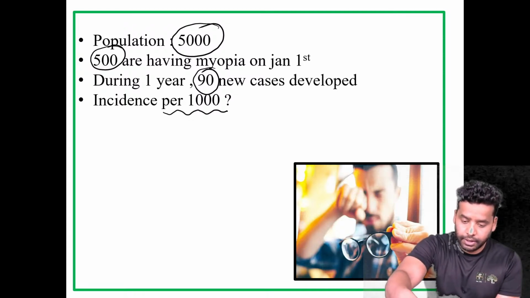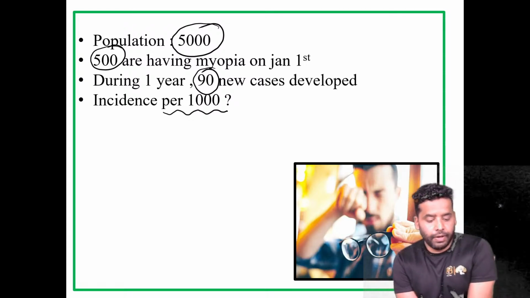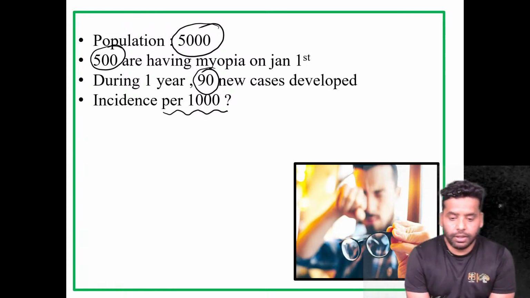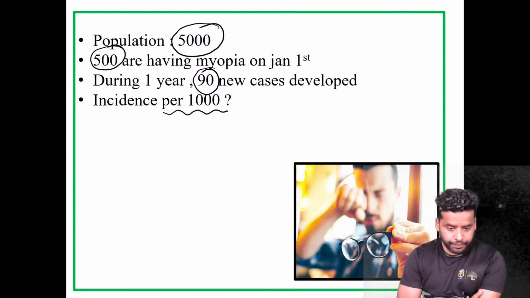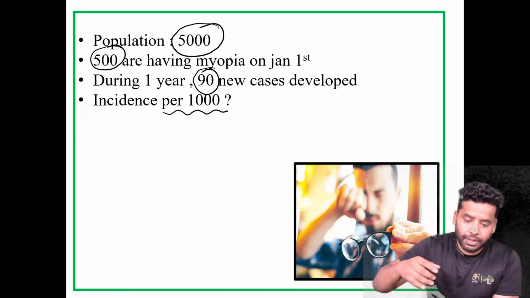Calculate incidence. Calculate incidence. How much you are getting? 10, 20, 30, 40. These are the options. Very good. Do it properly. Not 20%.